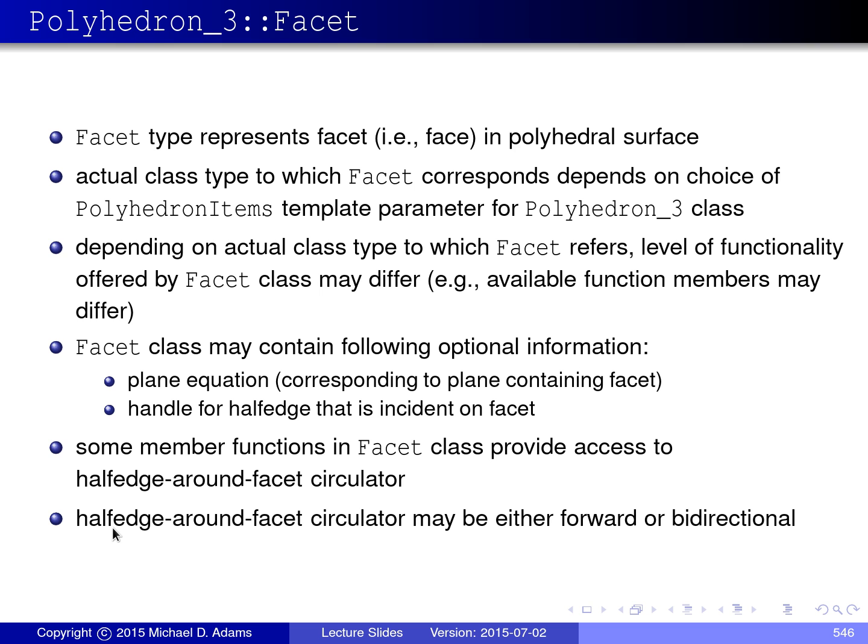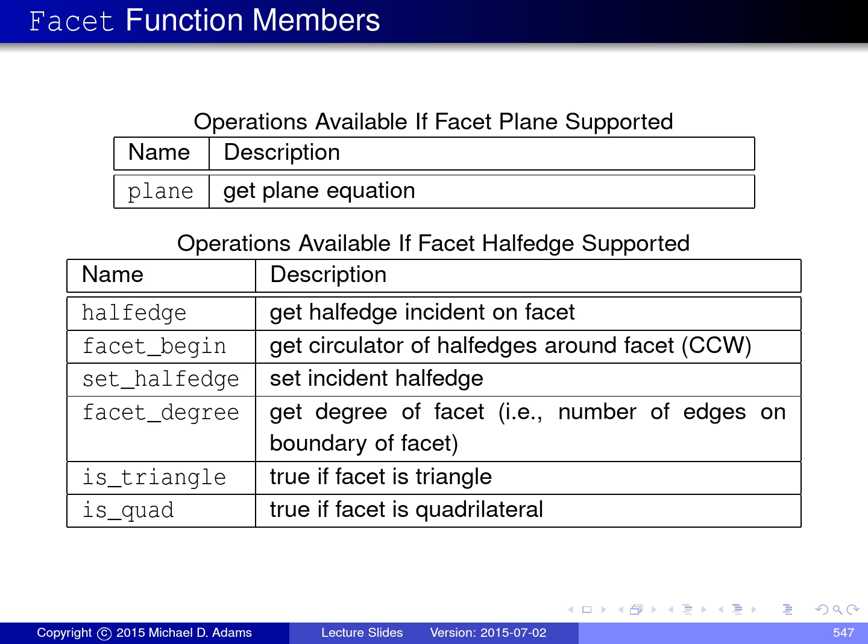And bidirectional, meaning both the increment and decrement operations are supported by the circulator type. Some of the member functions provided by the Facet class are listed on this slide.